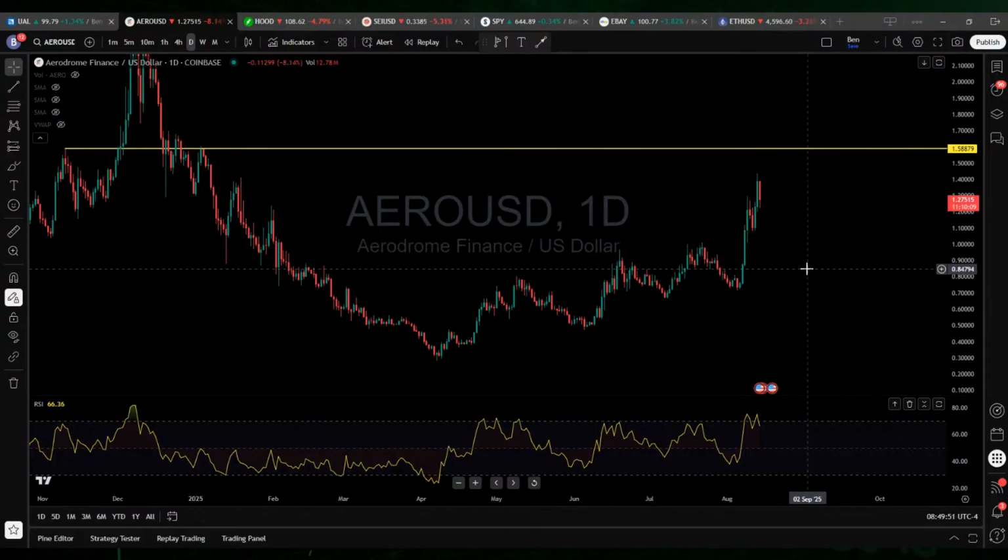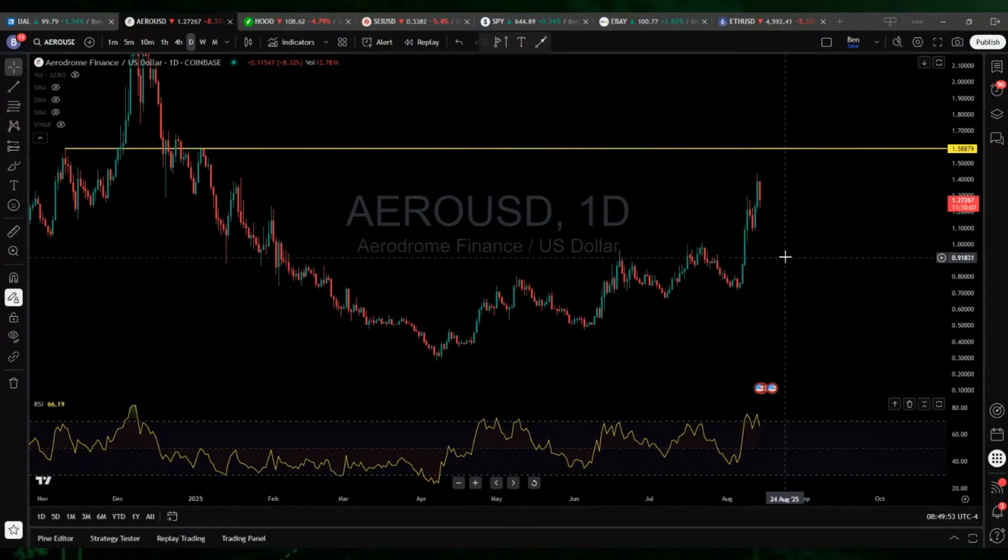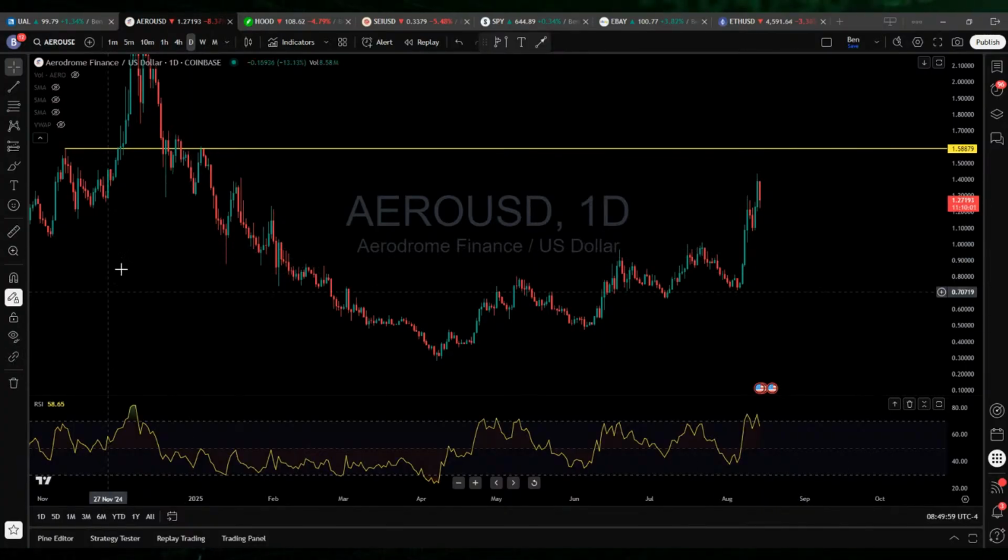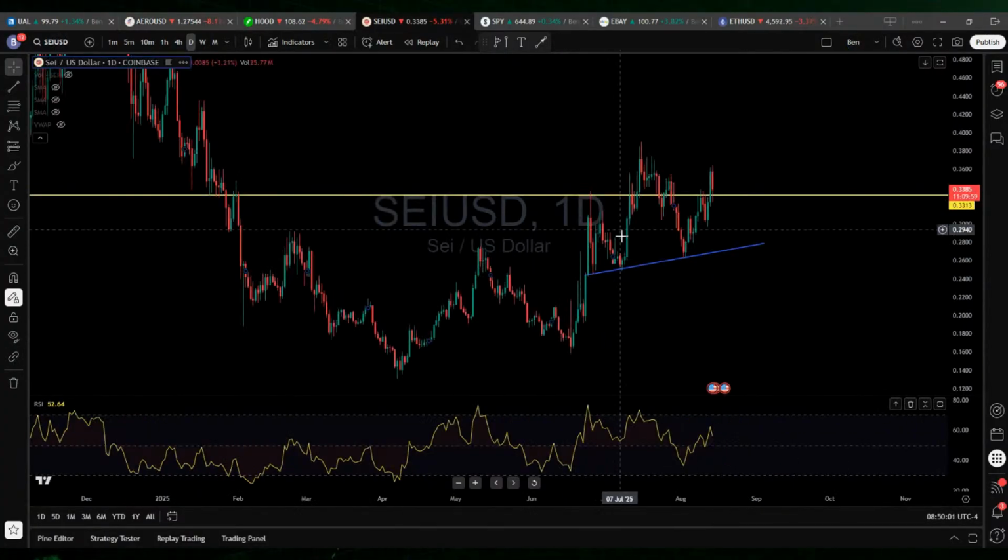And so that would be a great opportunity for you to remove profits. Or if you're a bear, look to go into the shorts. All right. Let's go into SEI.